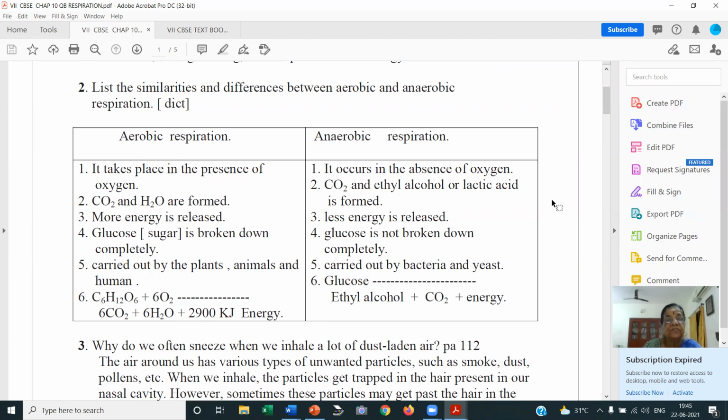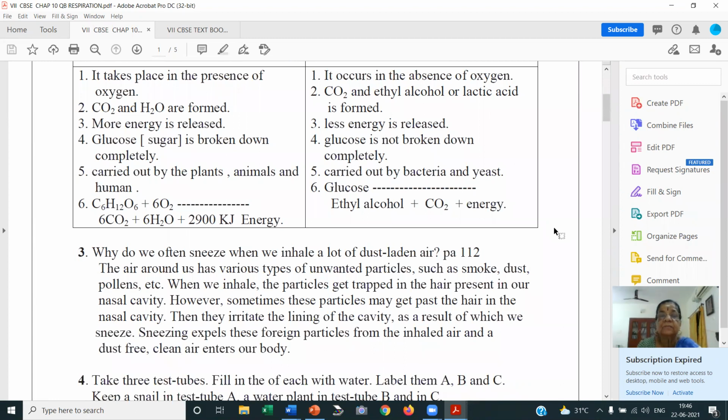Then the equation for aerobic is C6H12O6 giving carbon dioxide plus water plus energy. Whereas in anaerobic respiration, in the absence of oxygen, carbon dioxide and ethyl alcohol or lactic acid is formed. Less energy is released, glucose is not broken down completely, and it is carried out by bacteria and yeast. Then the equation. I hope you follow.